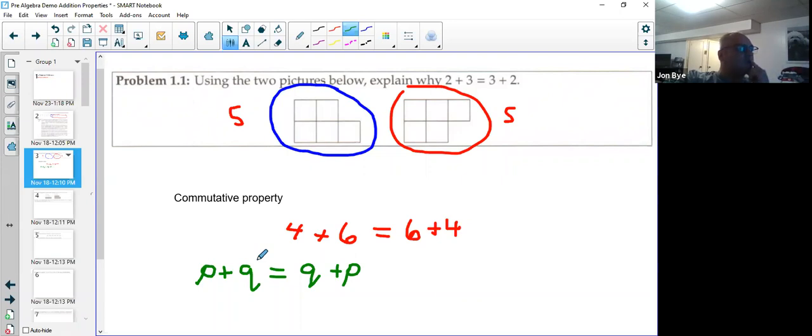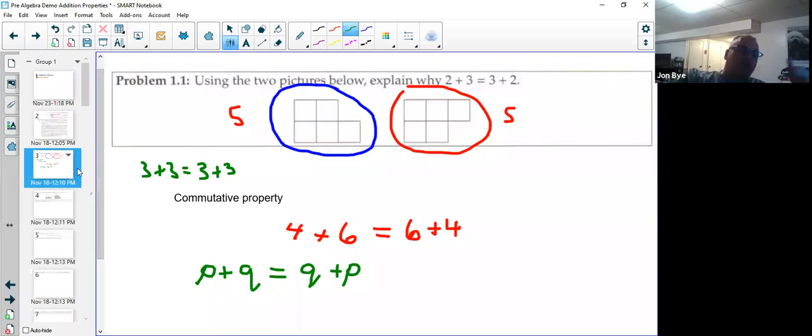Technically, if P was a number and Q was a number, couldn't it just be P plus P equals P plus P? Yeah, you could. They can be the same number. That's also a possibility, right? Just like 3 plus 3, right? 3 plus 3 is still 3 plus 3. Even when you reverse it, you can't really tell that it's reversed because it's the same number. So it's still going to be the same. Okay, so that's property one.